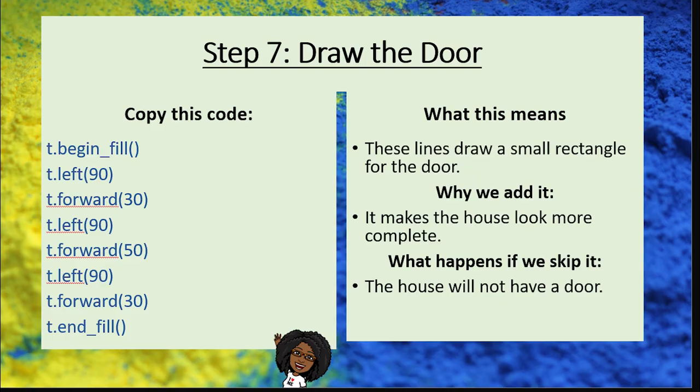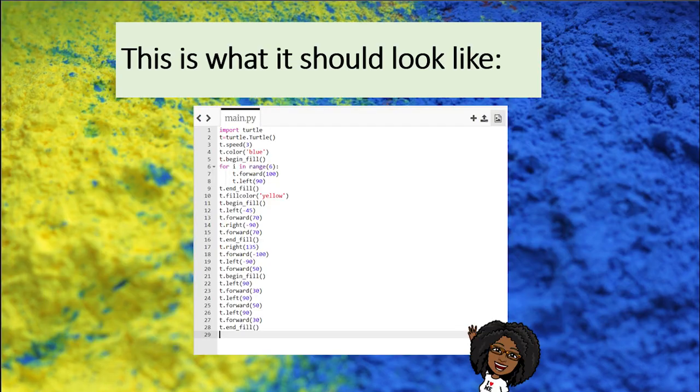Step 7. Draw the door. Copy this code. You can pause the video while you type. What does this mean? These lines draw a small rectangle for the door. Why do we add it? It makes the house look more complete. What happens if we skip it? The house will not have a door. This is what it should look like.